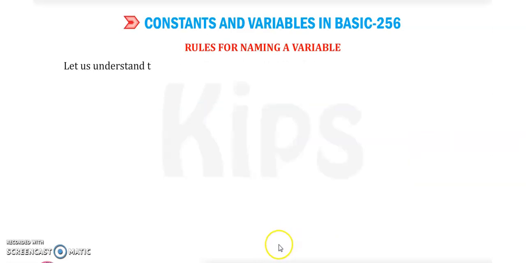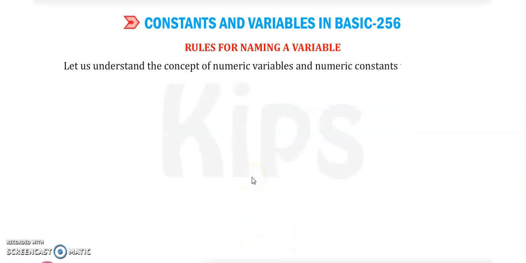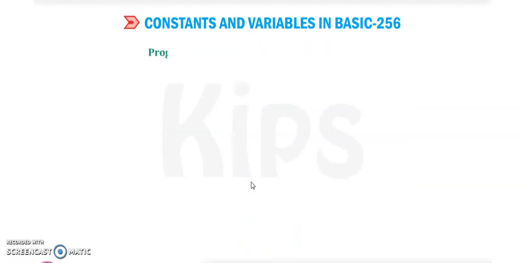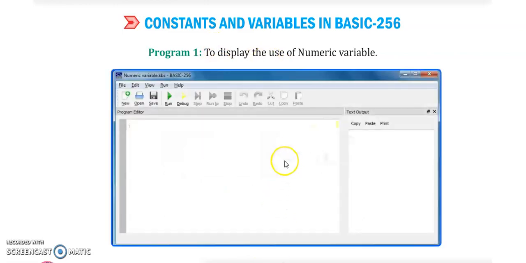Now let us understand the concept of numeric variables and numeric constants with the help of a given program. I will explain all these things with this program. We are making a program to display the use of numeric variables. This is a window, and we have to type all the program code in this drawing area only. The first line we write with a hash sign. The hash sign is used for a remark. It is not an executable line. It is only for reading and understanding what we are making. We can write any comment or remark with this hash sign. So: program to show the use of numeric variable.